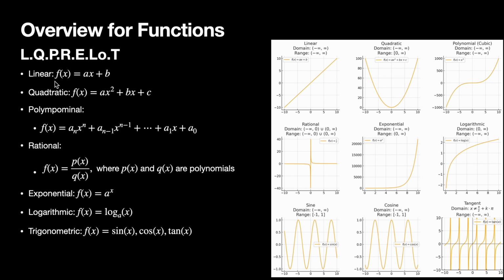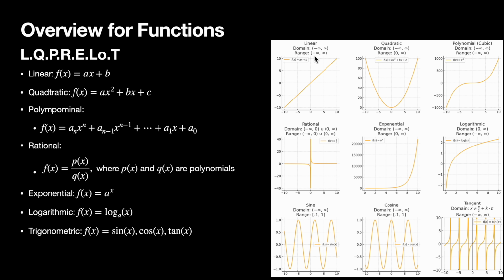So we have linear, which is f of x equals ax plus b, quadratic, which in and of itself is ax squared plus bx plus c, then polynomial, and rational, where p and q are polynomials, exponential, where we have f of x equal to a to the x, logarithmic, accordingly, and trigonometric as well. Again, this video is just an overview and brief insight for our following calculus course.